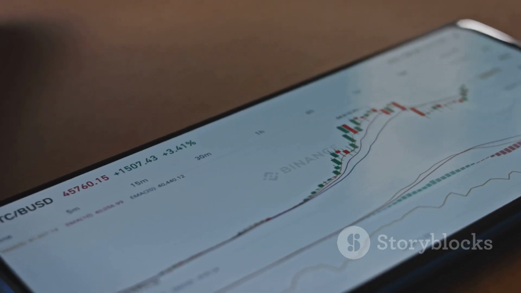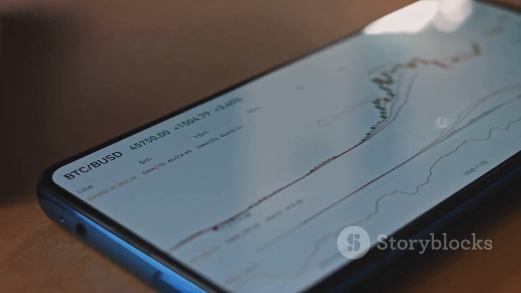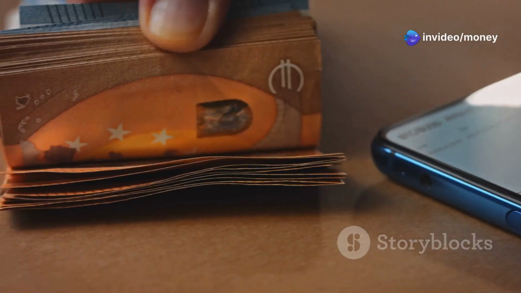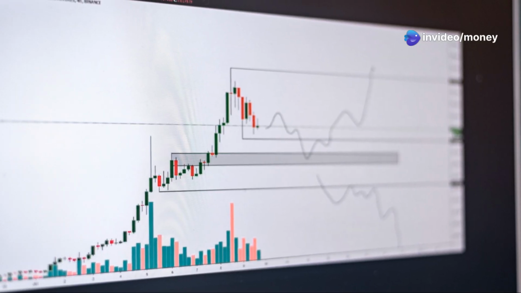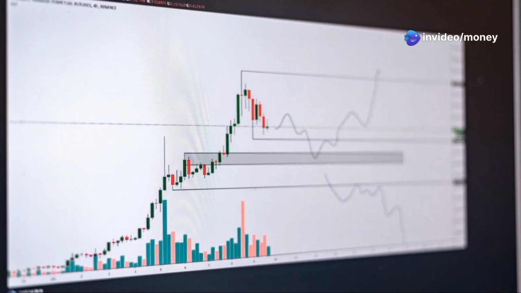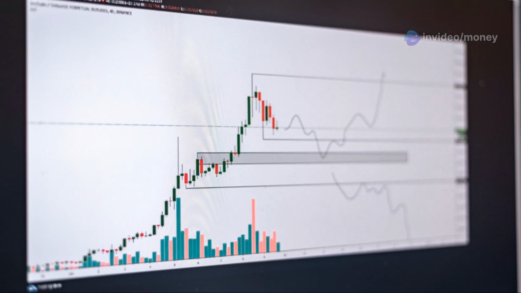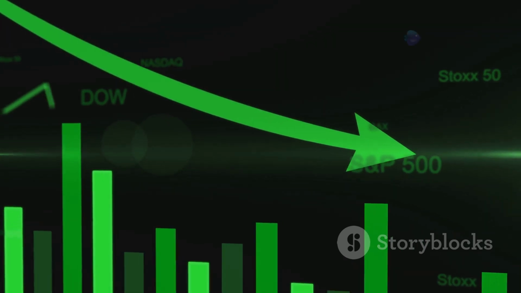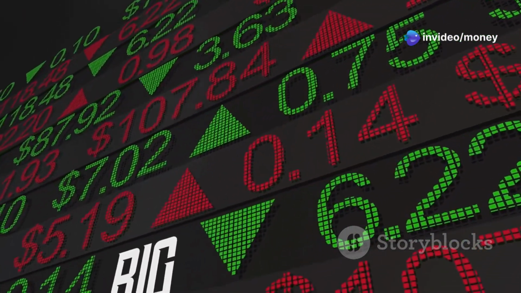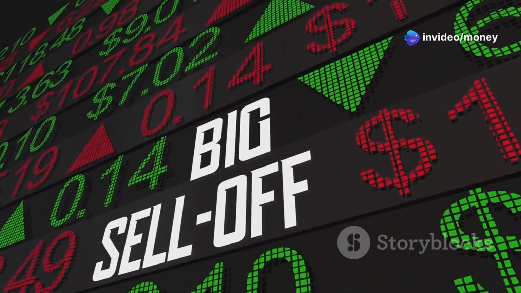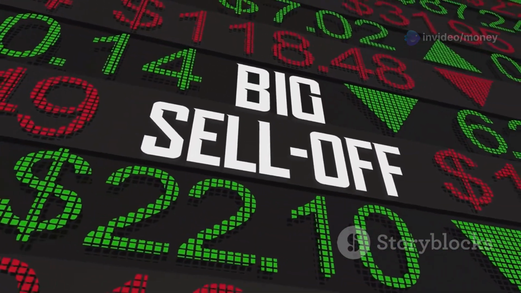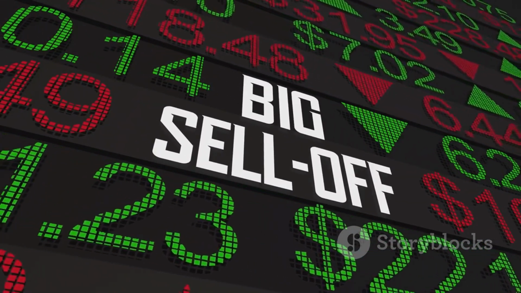The SuperTrend indicator is typically plotted on a price chart as a line that trails either above or below the price bars. When the price is trending upwards, the SuperTrend line will appear below the price, acting as a dynamic support level. As long as the price remains above the SuperTrend line, it's a sign that the uptrend is intact. But here's where the SuperTrend indicator really shines. When the price breaks below the SuperTrend line, it triggers a sell signal, suggesting that the uptrend might be reversing.